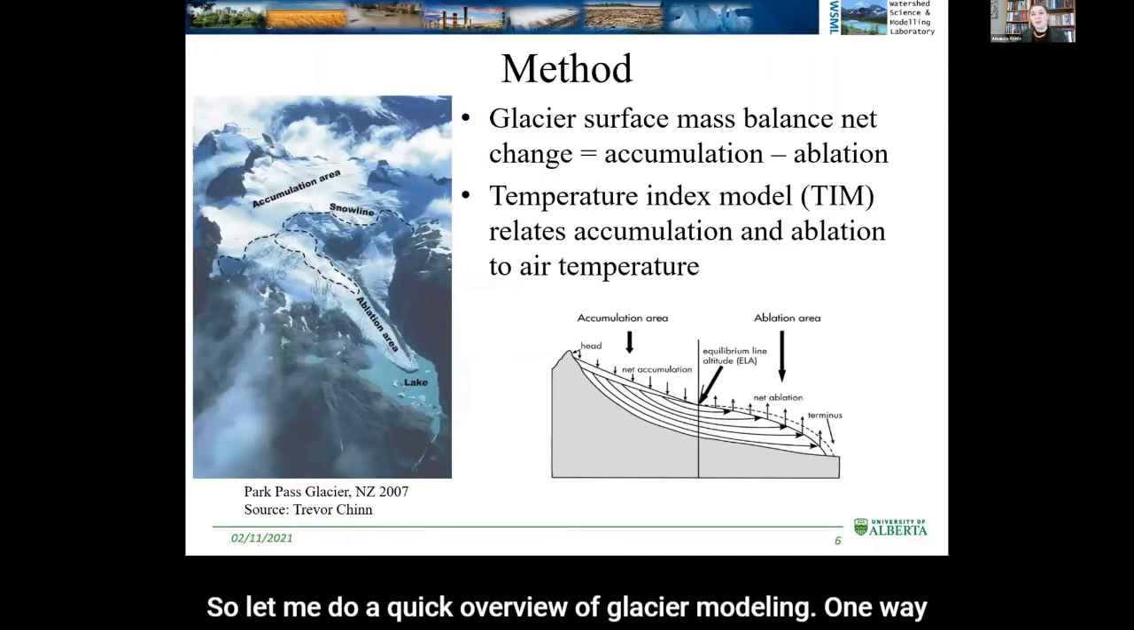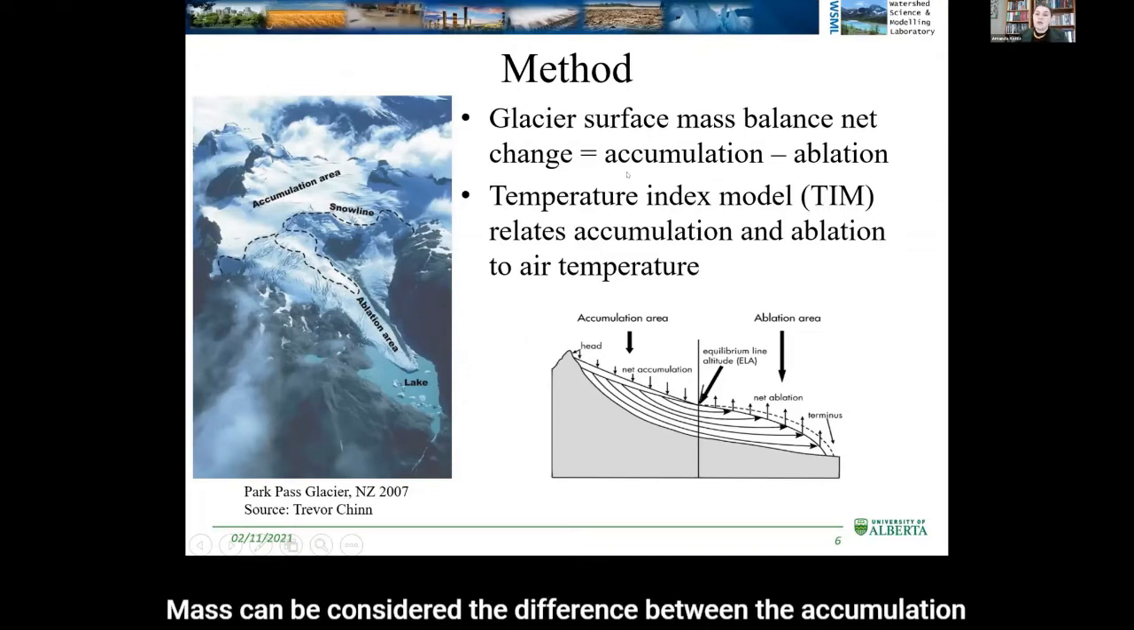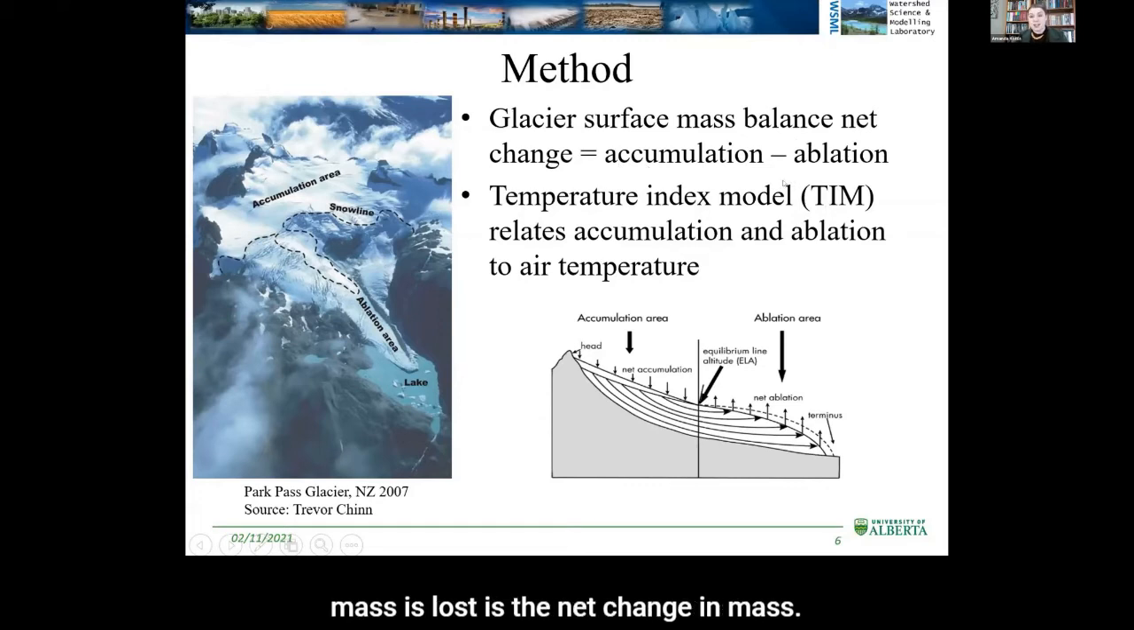So let me do a quick overview of glacier modeling. One way to study glaciers is to consider their change in mass. What is their response year to year change in mass? And a lot of those changing processes happen at the surface, so they're considered a glacier surface mass balance. And the net change in a glacier's mass can be considered the difference between the accumulation and the ablation. So how much mass it has gained versus how much mass it has lost is the net change in mass.